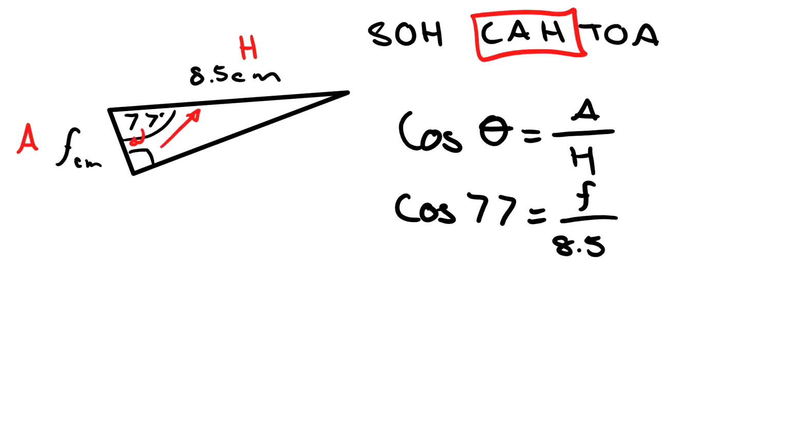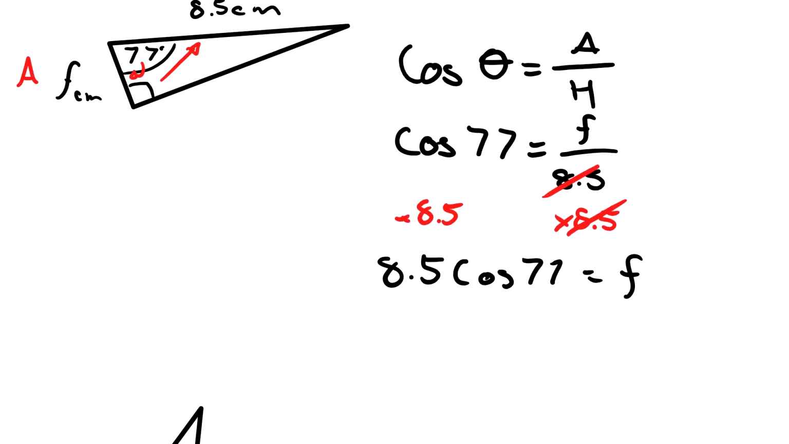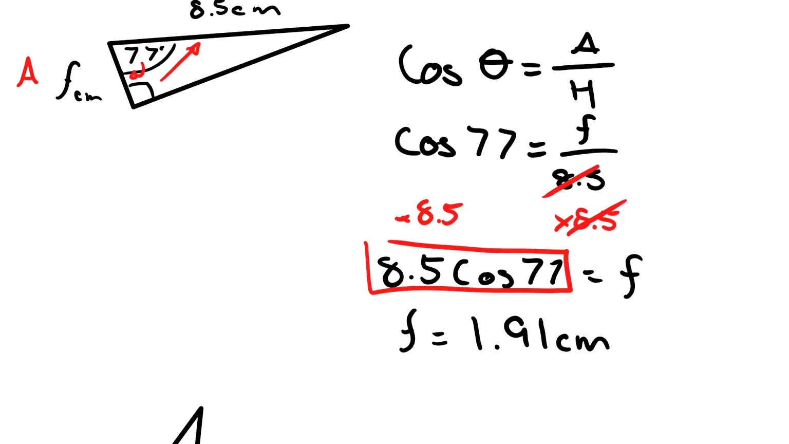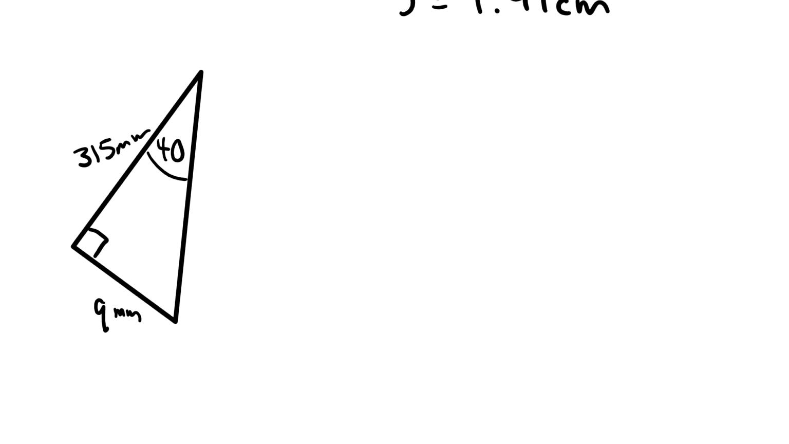Again, this is divided by 8.5, so we're going to times both sides by 8.5, and we get 8.5 cos 77 equals F. And now we use a calculator, and we get 1.91 centimeters. And remember, you're just putting this entire thing into the calculator, 8.5 cos 77.